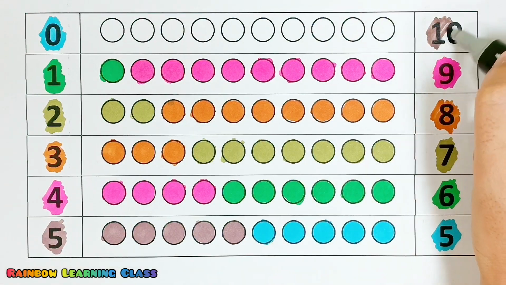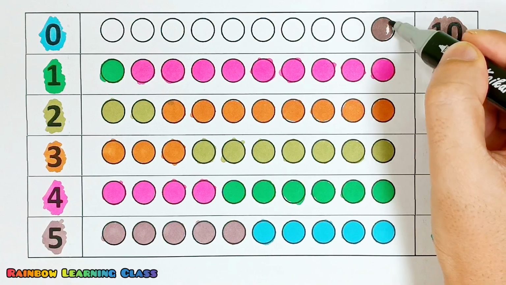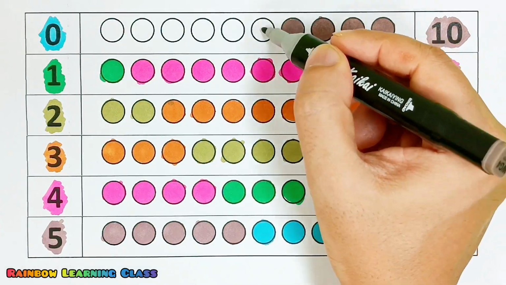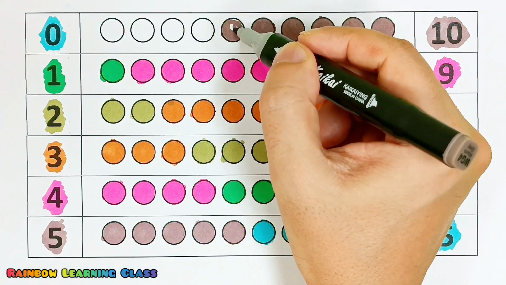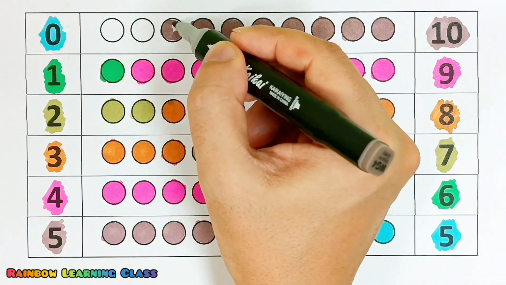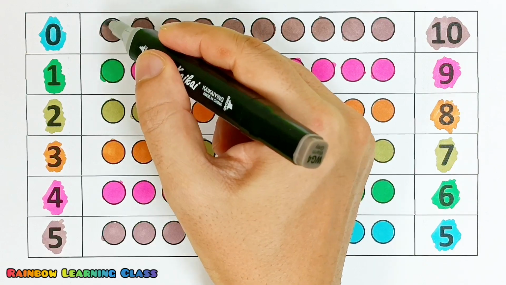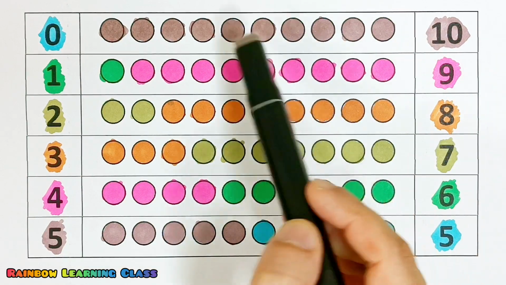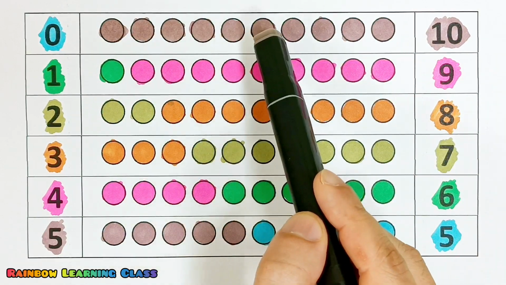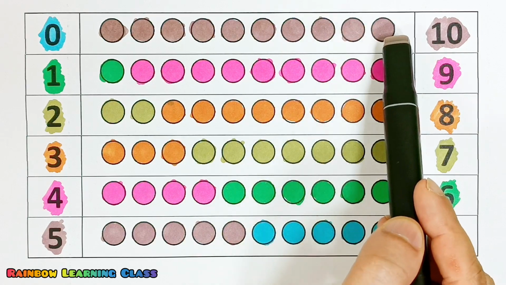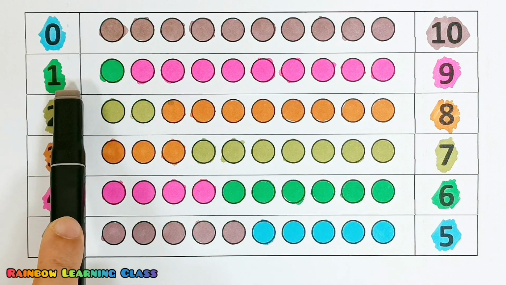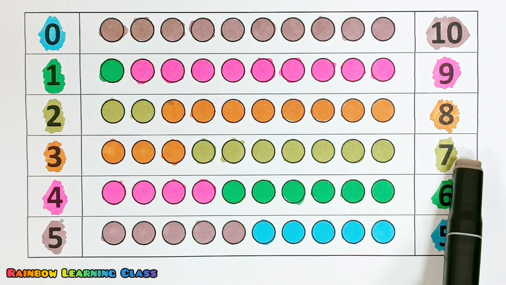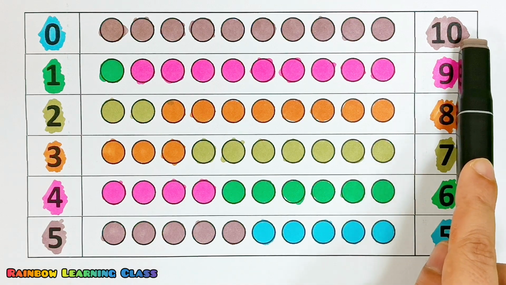Number 10. 10 ball. 0 plus 10 equals 10. 1, 2, 3, 4, 5, 6, 7, 8, 9, 10. 0, 1, 2, 3, 4, 5, 6, 7, 8, 9, 10.